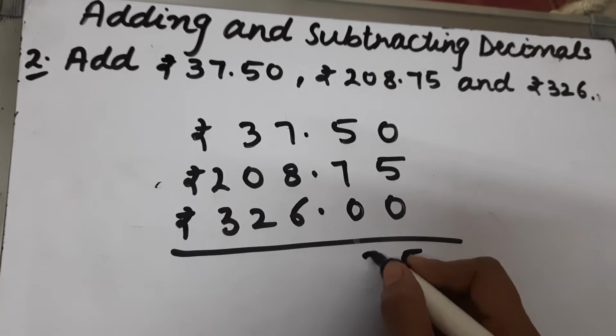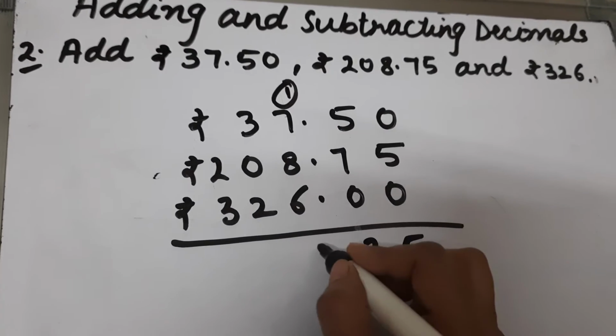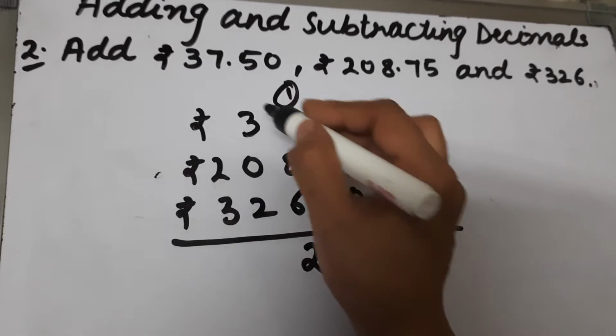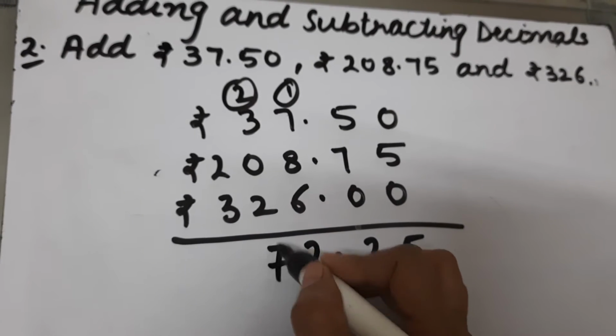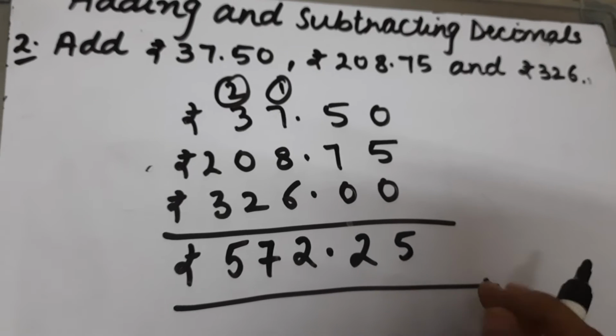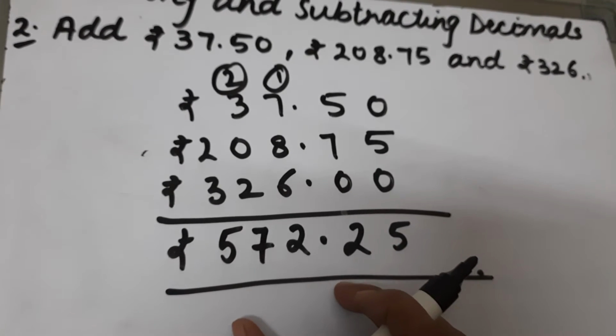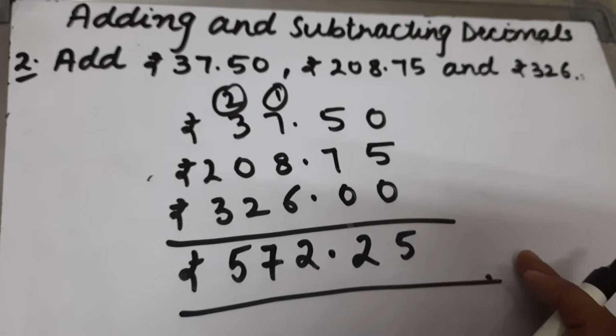5. 7 plus 5 is 12. 8 and 8 is 16, 16 plus 6 is 22. Then 3 plus 2 is 5, plus 2 is 7, and 3 plus 2 is 5. So your answer will be 572.25 rupees. This way we add the decimal fractions.